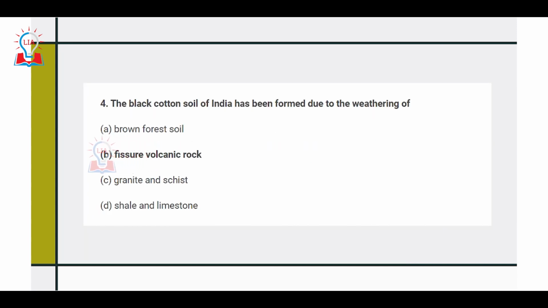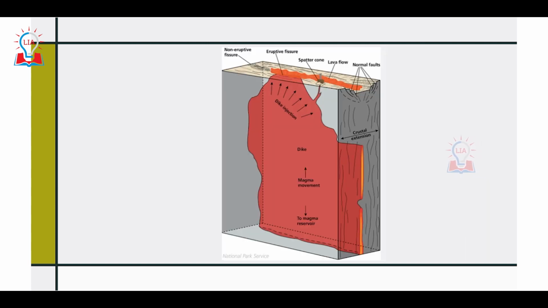The fourth question is a very simple, straightforward question based on the soils of India, where the question has been asked: the black cotton soil of India has been formed due to weathering of which kind of rocks? And here the options are brown forest soil, fissure volcanic rock, granite, gneiss, shale and limestone. So the answer is fissure volcanic rock. Now let us try to understand this in more detail.